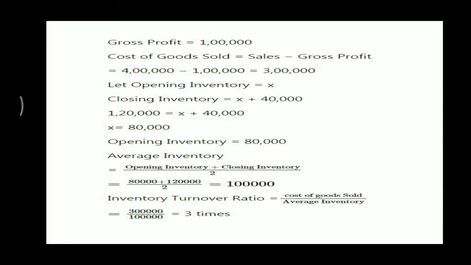Now we have both the figures: cost of goods sold, that is cost of revenue from operation, as well as average inventory. So cost of revenue from operation is 3 lakhs, average inventory is 1 lakh. So you put in the formula, you will be getting inventory turnover ratio as 3 times. Question number 73 is like this only. So you try to solve it at home.